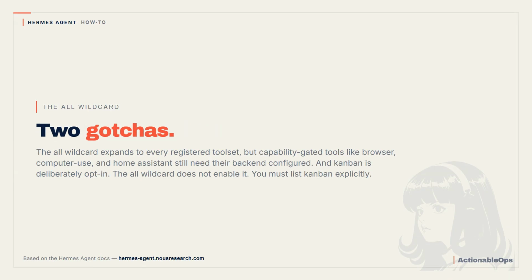Two important gotchas with the all wildcard. It expands to every registered toolset, but capability-gated tools like browser, computer use, and home assistant still need their backend configured. And Kanban is deliberately opt-in. The all wildcard does not enable it. You must list Kanban explicitly.